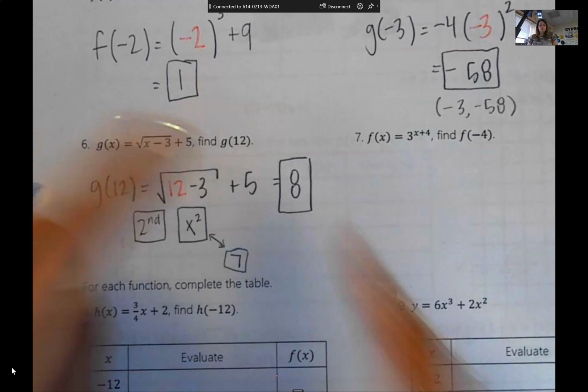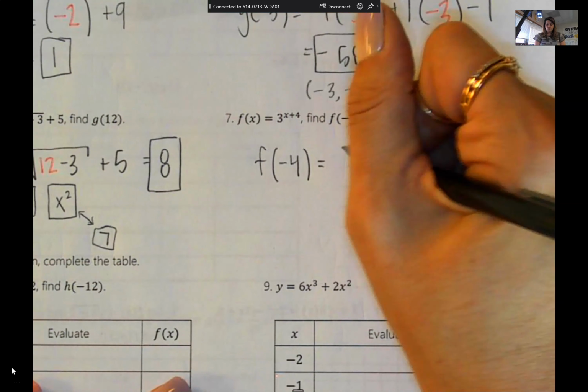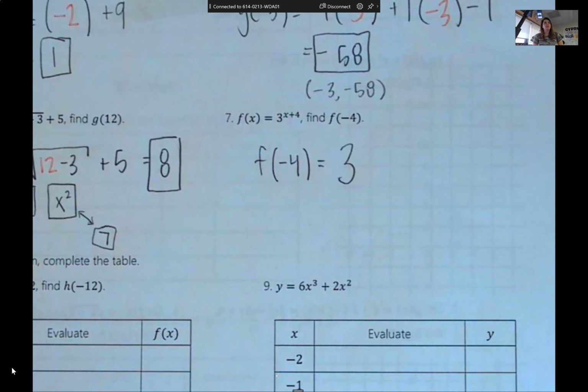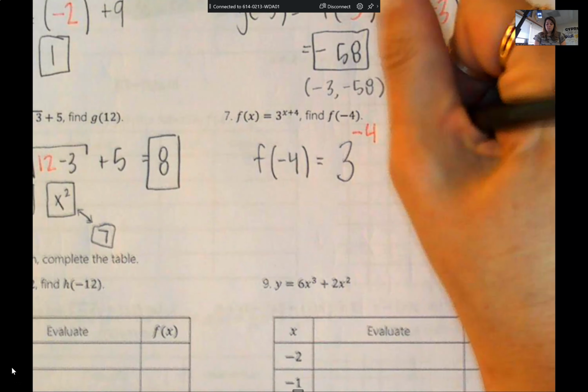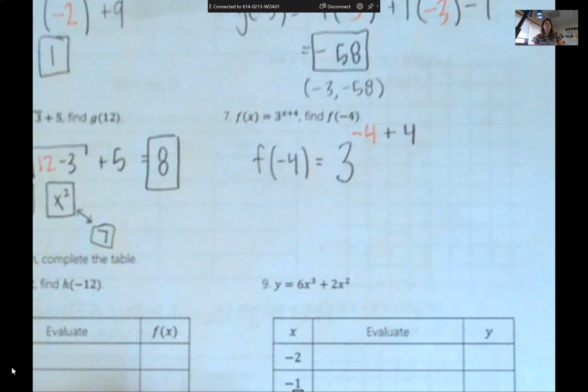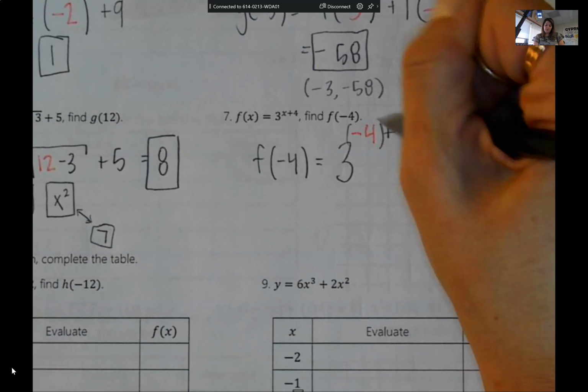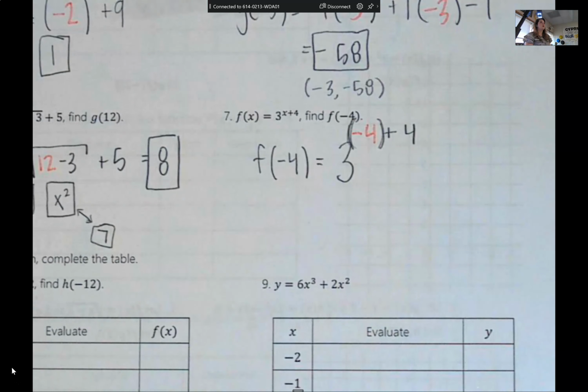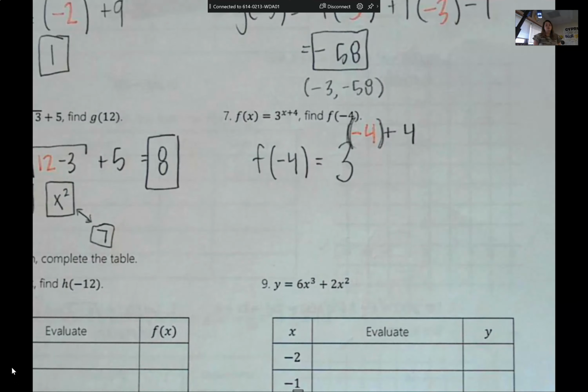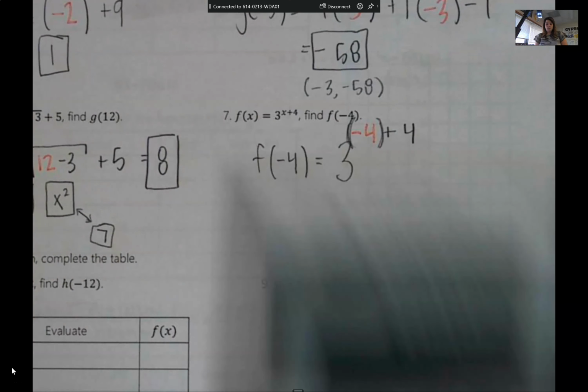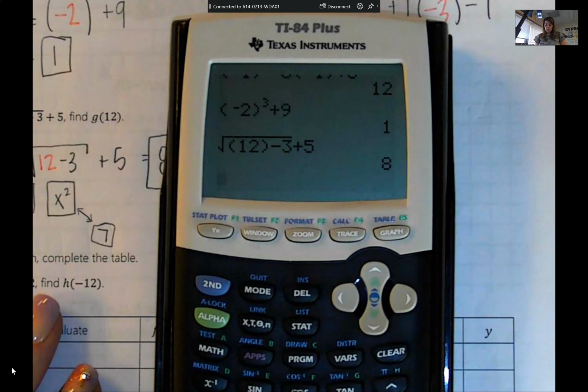Okay, last one of these where they look a little bit different. We have an exponential. If we want to find f of -4, we're going to do 3, and it's easier if you write it really big, to the -4 plus 4. If you wanted to put parentheses around that guy, you could. It's up to you, whatever you prefer. So to get this one in, you have to do 3 and then the caret button. You're going to hit that caret button.